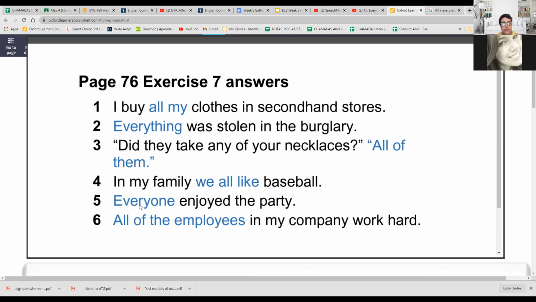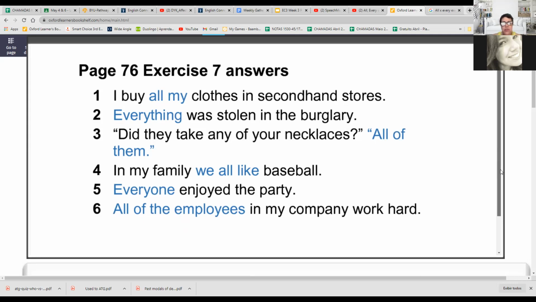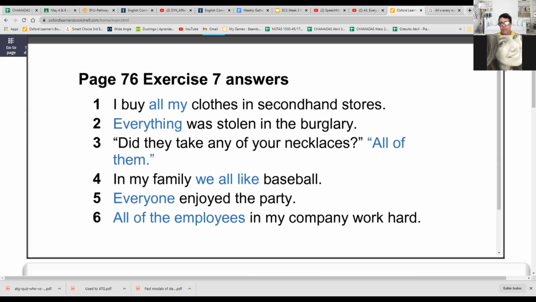Okay, Larissa. And number 6, all of the employees in my company work hard. So here we need to use the preposition. Okay. All right. So did you take a picture? Can I close? Yeah. Okay, good.